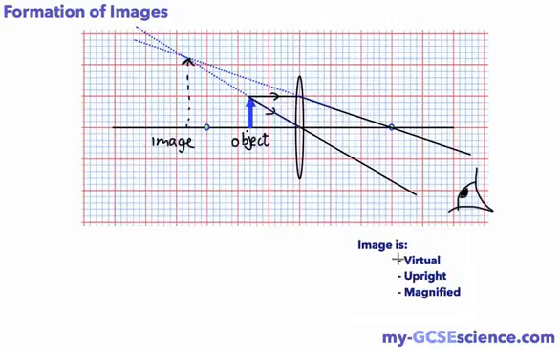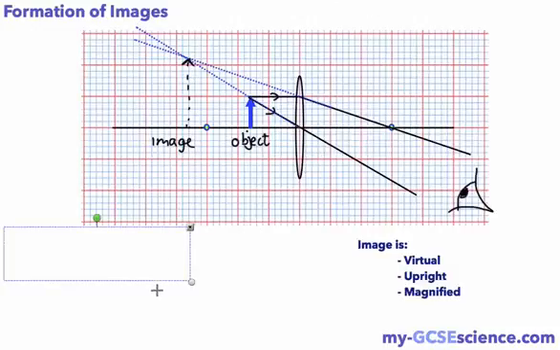Okay, so the image is virtual, so that means it's actually not real. It's upright, which means it's the same way up as the object, and it's magnified. So when we use this lens to produce a magnifying glass, we produce an image that is virtual, upright, and magnified. And you should be able to describe these features of images produced by lenses.